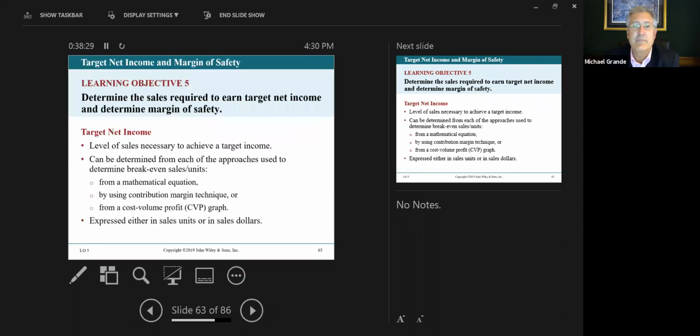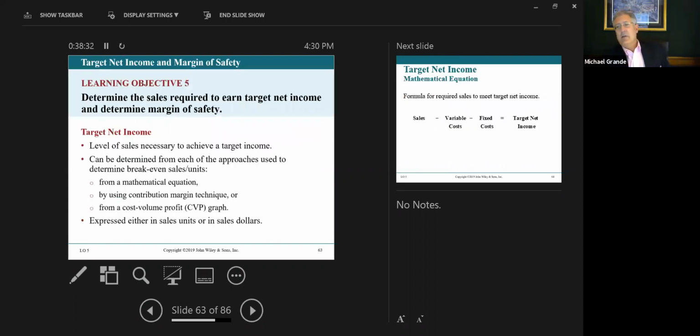Let's skip the graph. Learning objective number 5. Determine sales required to earn target net income, target profit, and determine margin of safety. What is target net income? A level of sales necessary to achieve a target income. It can be determined from each of the approaches used to determine break-even point. Again, I want to use the second one, using contribution margin technique. So this one is very similar to break-even point, because break-even point calculates net income to be 0.